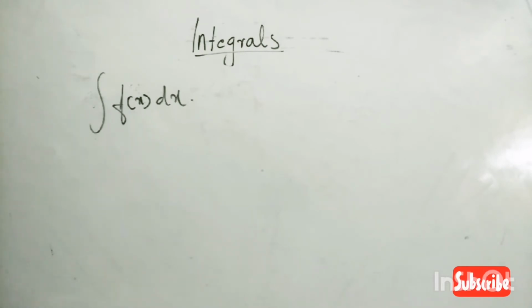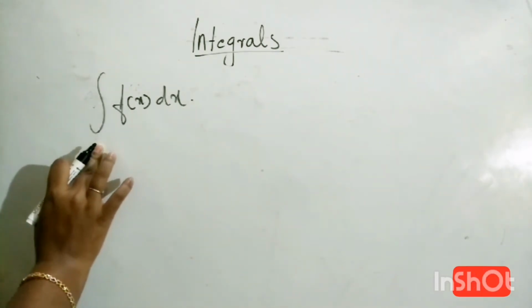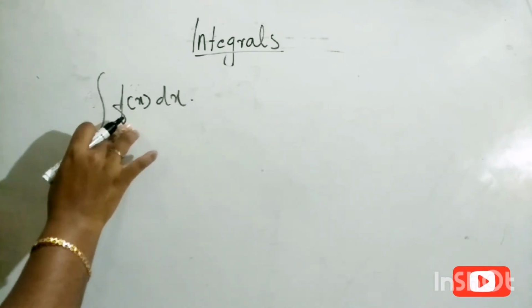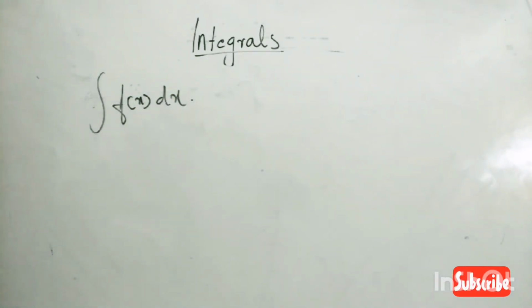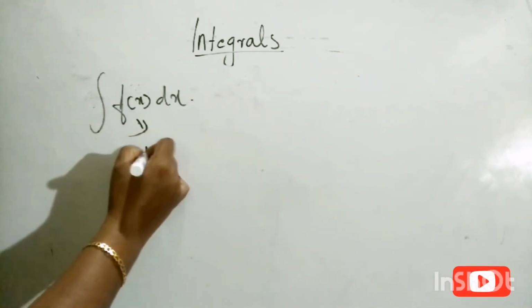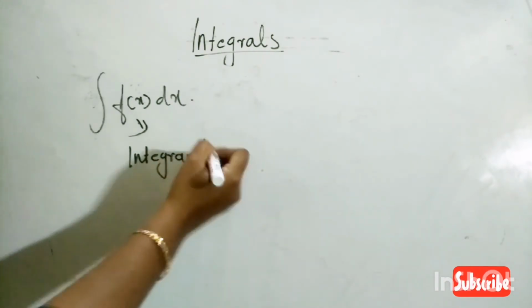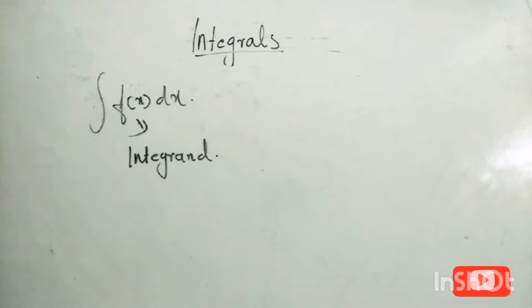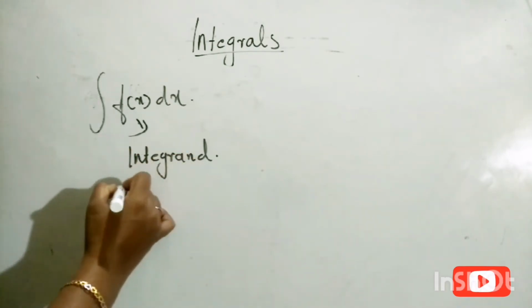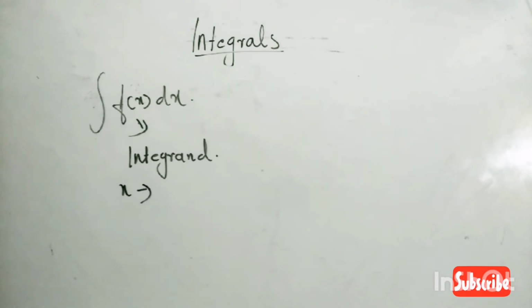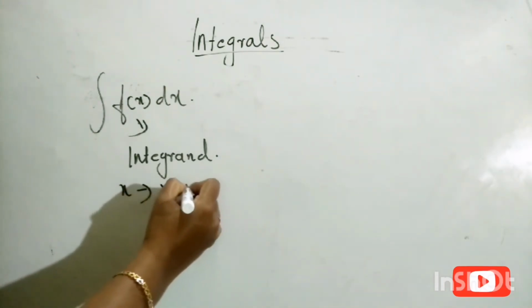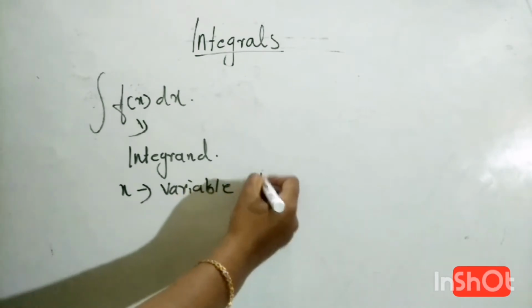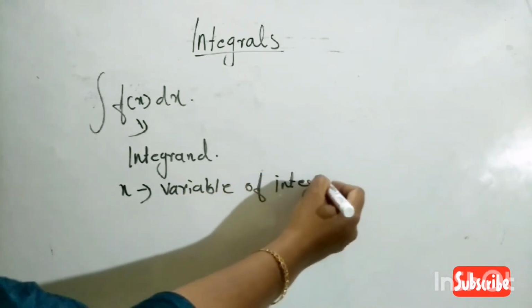Now, this you should read as integral of f with respect to x. This f of x in this integral is called the integrand. And this x is actually the variable of integration.